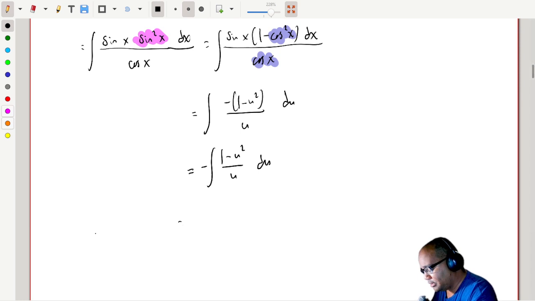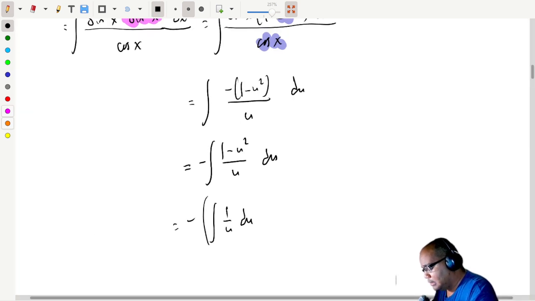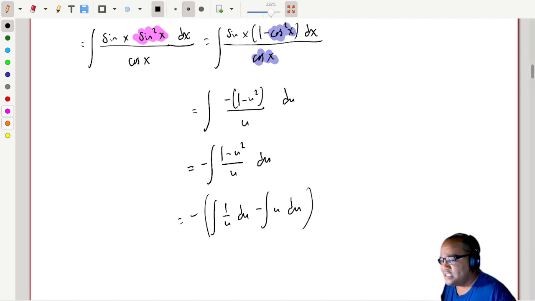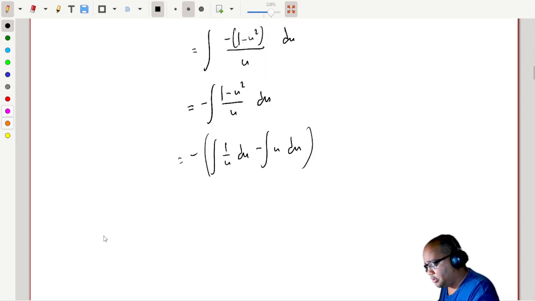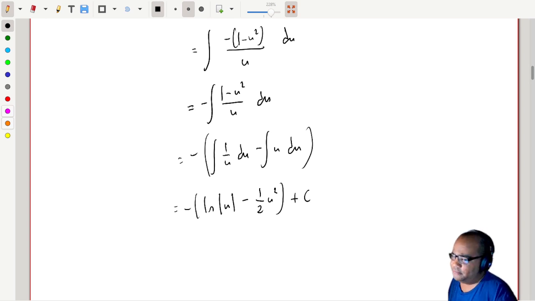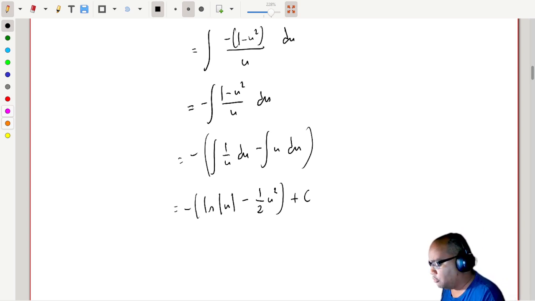Now, I'm going to separate the fractions. So I'll have minus, 1 over u, and then minus, u squared over u is just u. Those are 2 easy integrals. Integrating 1 over u gives me a natural log of absolute value of u, minus u squared over 2. I'll write that as 1/2 u squared, plus a constant.